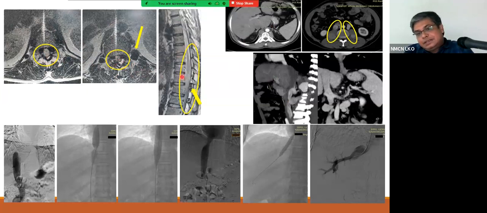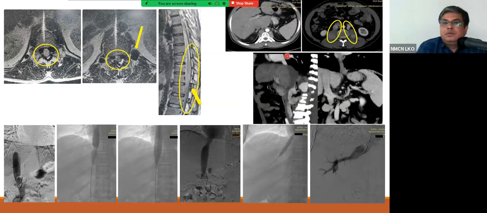On this sagittal T2 MR image, we can appreciate this expanded cord at the thoracolumbar junction with T2 hyperintensity and prominent posterior epidural collaterals. We could retrieve only limited CT data of this patient.